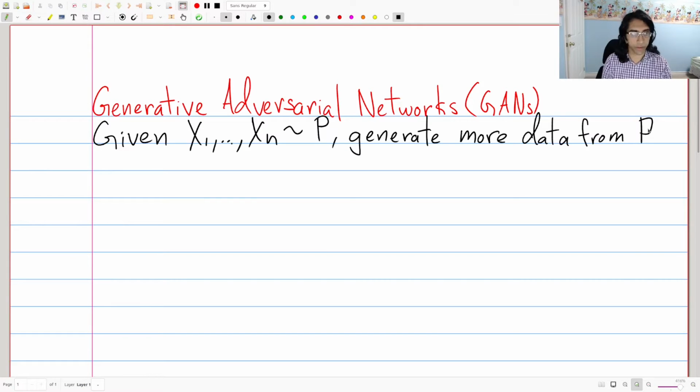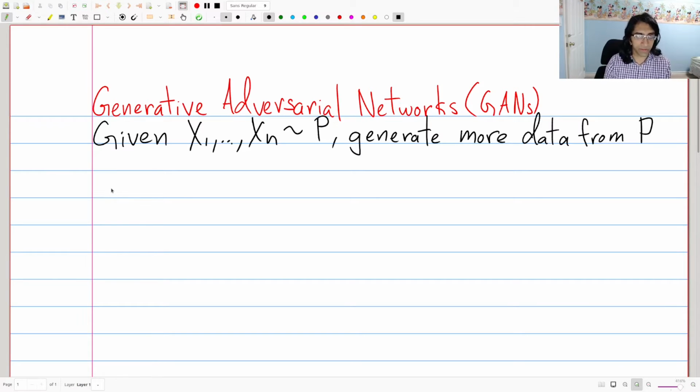Now, this is not always our goal when we're working in a generative modeling setting. For example, we may instead want to actually try to estimate P itself, like have an explicit description of something like that. But at least you can generally think of our goal with GANs as to generate more data from P. Now, the problem is the fact that P might in fact be complicated to describe, let alone sample from. So how are we ever going to be able to generate more data from P?